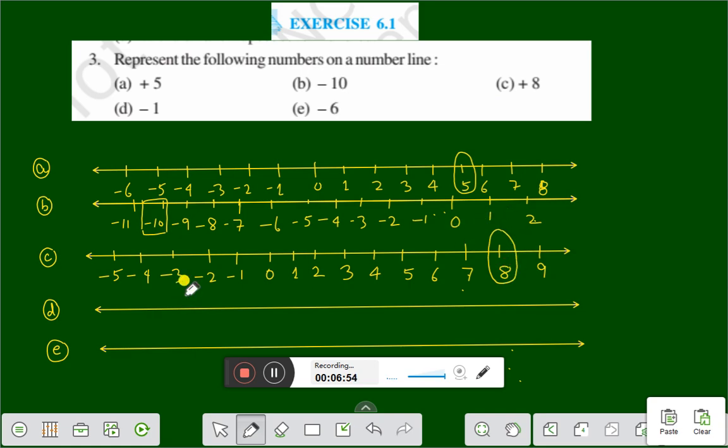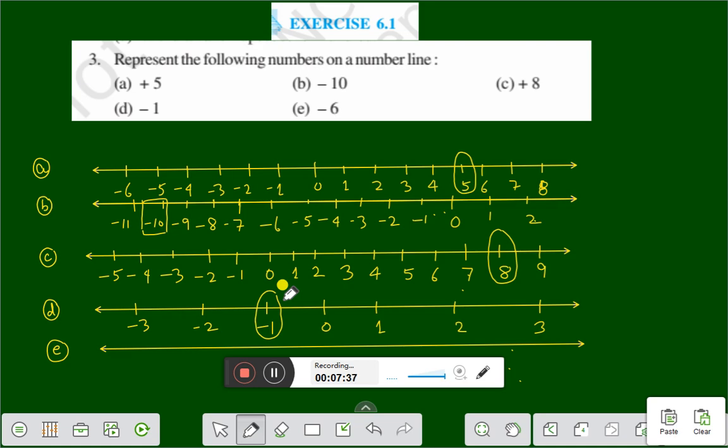Now question number D. Question number D, we have taken here as 0. Here you take 1, 2, 3, and here minus 1, minus 2, minus 3, right? Now you see question number D is minus 1. That means here is 0, 1, 2, 3, and minus 1, minus 2, minus 3. If we represent minus 1, that means this number is minus 1, right?